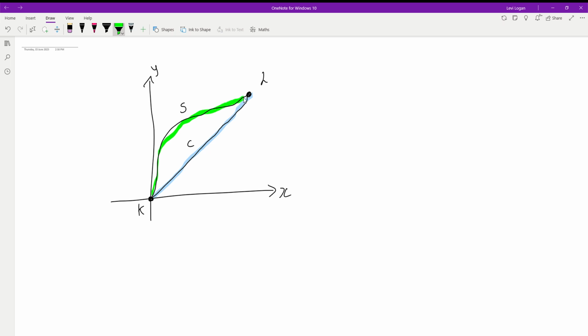This S isn't just this one drawing, it can represent any path, like this path here, or this path up here. It can represent pretty much anything. But no matter what path it is, it will always be bigger than C. C will always be the shorter path. S can never be shorter, it can only be equal, if it was C itself. So in other words, S over C is always going to be greater than or equal to 1.